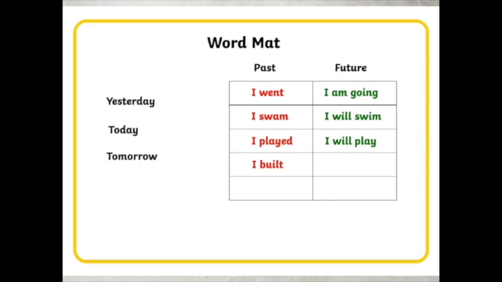I built, maybe you built a sandcastle. I will build, if you are going to build a sandcastle. I ate, if it's something that has happened already. I will eat, if it is something that is going to happen. So, remember past tense for the things that have happened already and future tense for the things that will happen later.